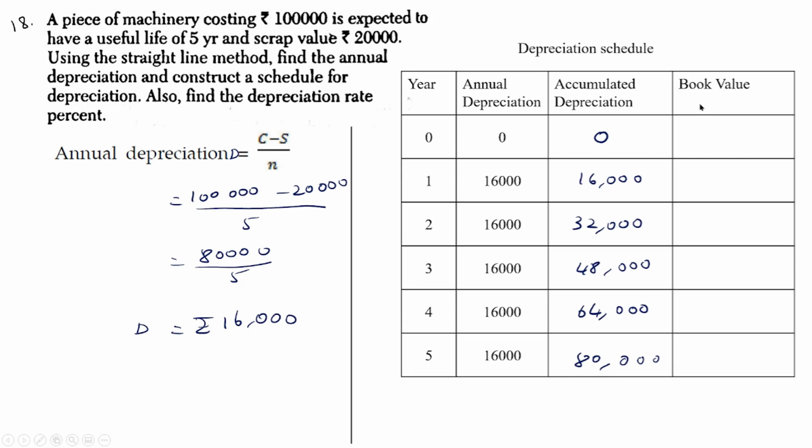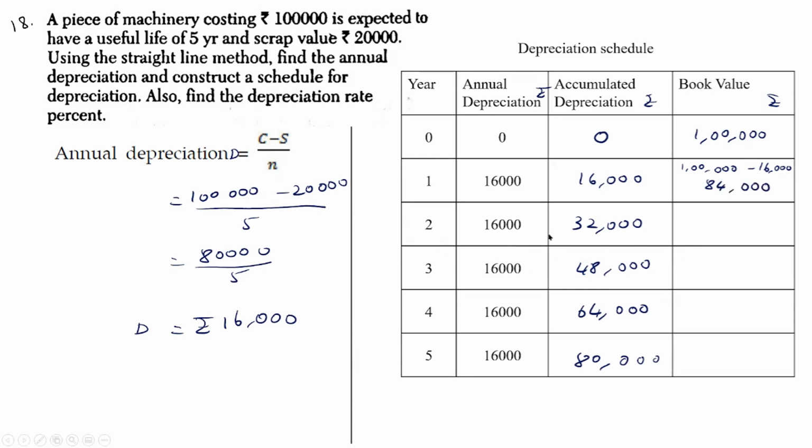Now, the book value of the asset at the beginning, it is rupees 1 lakh. All these are in rupees. After 1 year, the book value of the asset will be book value at the beginning minus depreciation. So 1 lakh minus 16,000. It is 84,000.